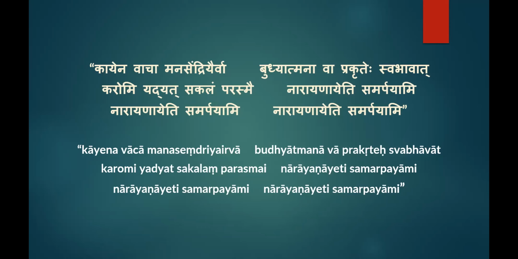Kayena vacha manasendriyair va buddhyatmana va prakriteh svabhavat karomi yad yat sakalam parasmai narayanayeti samarpayami. So it will give you a guide where you have to elongate the vowel, where you need not elongate the vowel, and for certain vowels there won't be any bar on the top of them, even though they are long vowels. So this is just a sample. So if you know English, you can also, with the help of these diacritic marks, read Samskrita shlokas.